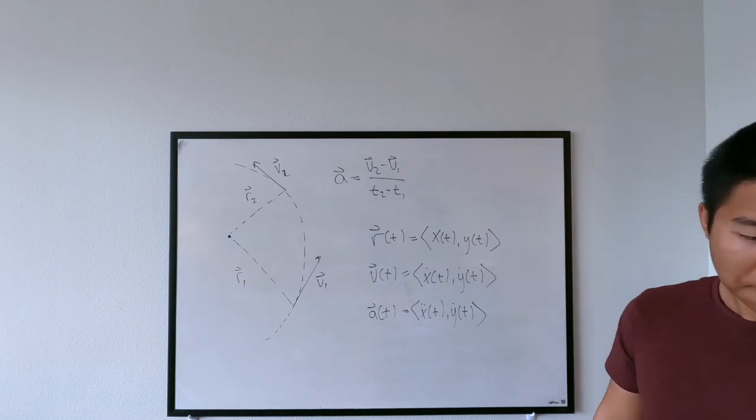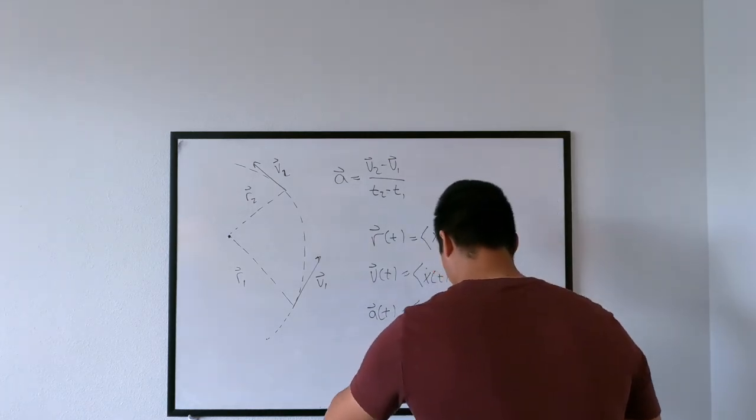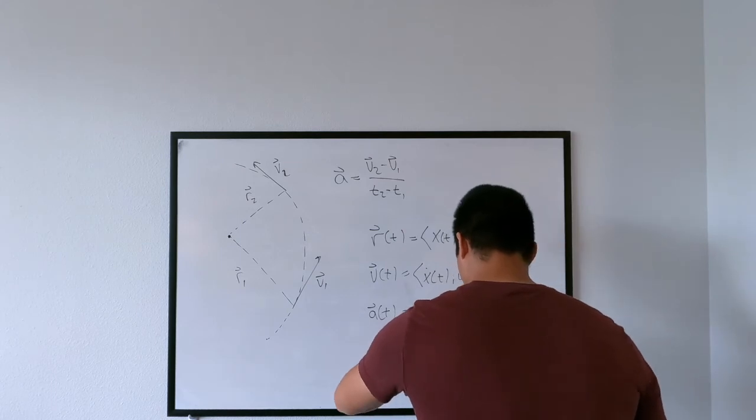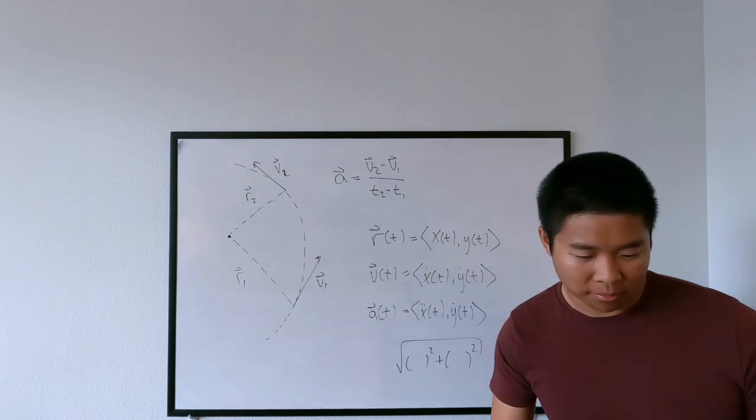Okay, so we can, of course, take the magnitude of any of these by taking the square root of the first component squared plus the second component squared. If you guys remember that from statics, probably from deformables and a bunch of other classes.